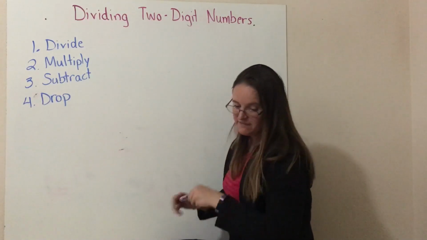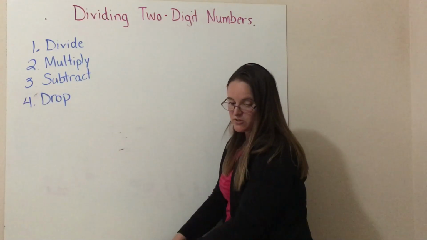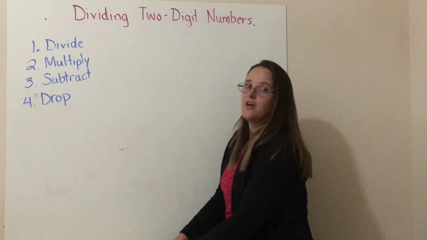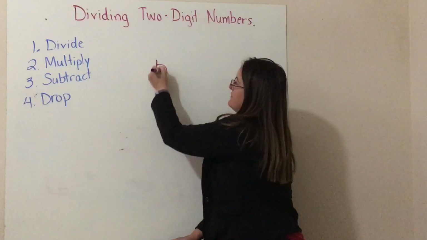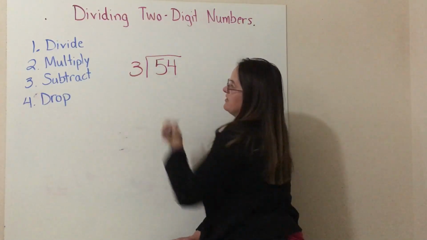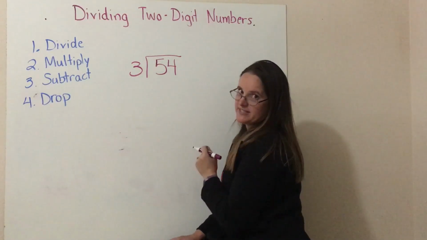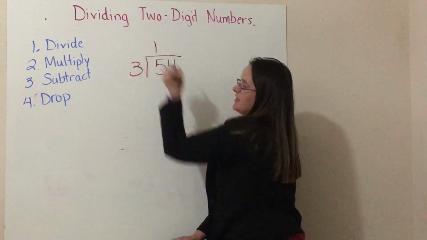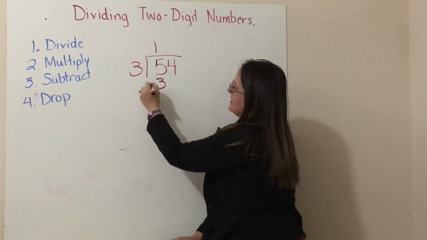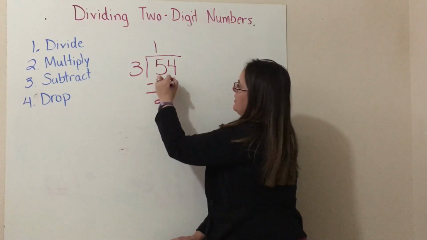Shelley collected 54 shells that she will store in plastic bags. If she puts 3 shells in each bag, how many bags of shells will she have? Well, she has a total of 54 shells. She wants to put 3 shells in each bag. How many times does 3 go into 5? 1 time. 1 times 3 is 3. We subtract. 5 minus 3 is 2. We drop.